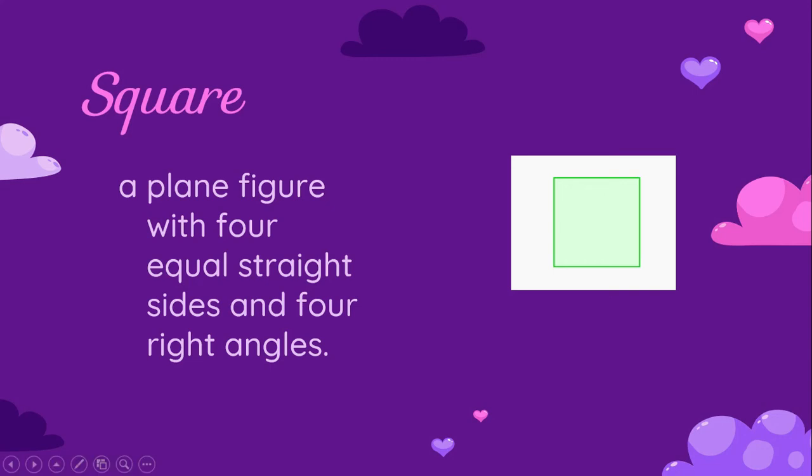Is it also a kite? Yes, because two pairs of adjacent sides are congruent. Is it also an isosceles trapezoid? Yes, because it has one pair of parallel sides and one pair of congruent sides. Is this a trapezoid? Yes, because one pair of opposite sides is parallel.